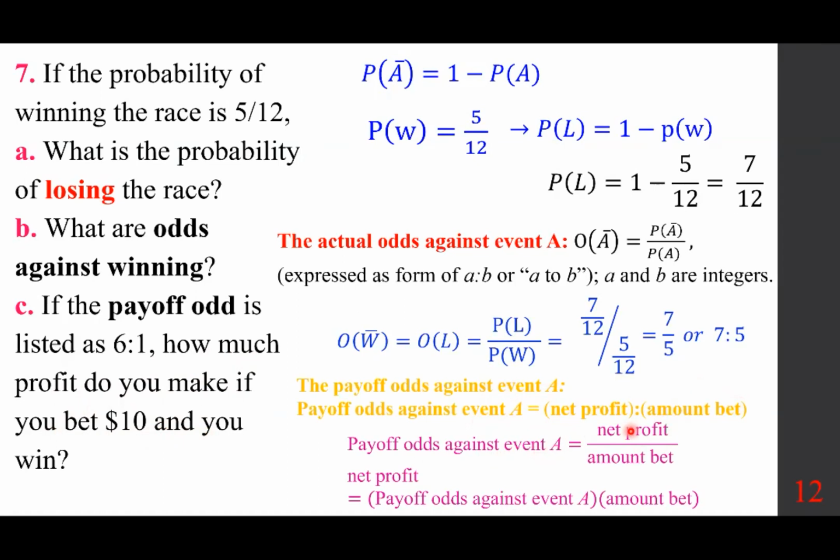And therefore, net profit would be the product of these two because this is a fraction. You can do the cross product. So net profit is the product of these two. In this case, we have the product of 6/1 means 6. If it was 6 to, let's say, 7, it means 6/7. Okay, whatever this fraction is, this means 6 times 10. The product is $60. That's how much we win.